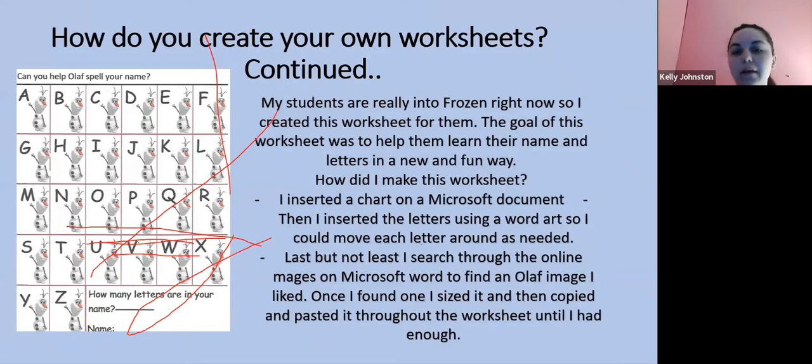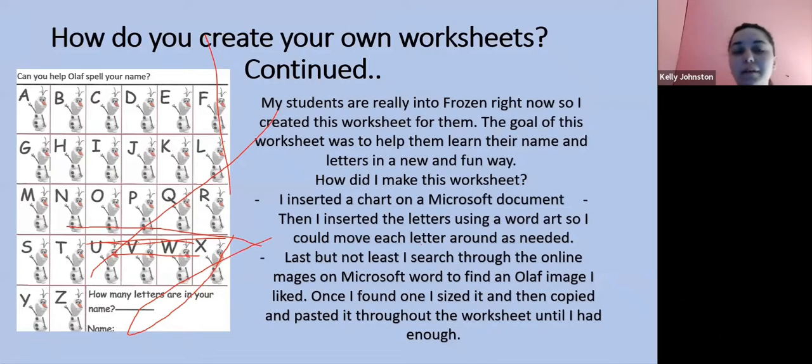I sized it to what I needed to have it at, and then I just copied and pasted it throughout the whole worksheet. And then I added all of the letters A to Z. Then I added how many letters are in your name, and for them to write their name at the bottom. So how this one works is if you have the letter A, for example, in your name, you would color that whole square of the letter A, and then you would keep going until you find all of your letters, just coloring the letters that are in your name.